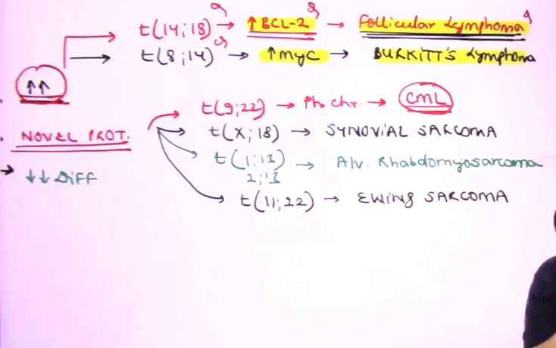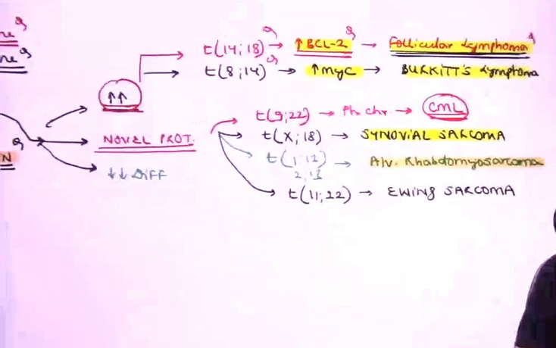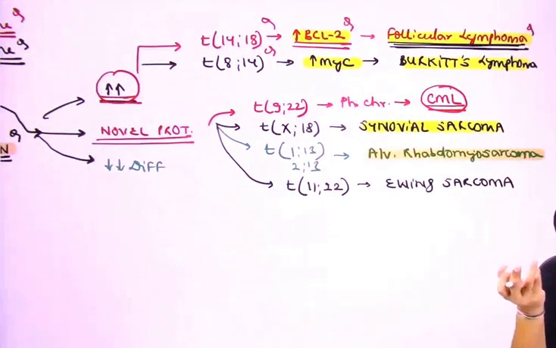What the examiners used to do traditionally was, they used to ask you a translocation, friends, and they expected you to answer the tumor associated with it. The current trend of the paper is they would give you any example of these tumors and they would expect you to be familiar with the mechanism by which that cancer is being caused. So in case of follicular lymphoma and Burkitt's lymphoma, there is an overactivity of a specific molecule. But in case of synovial sarcoma, alveolar rhabdomyosarcoma, Ewing sarcoma or CML, there is a new type of protein that is causing a cancer. So the mechanism is presence or formation of a novel chimeric protein.